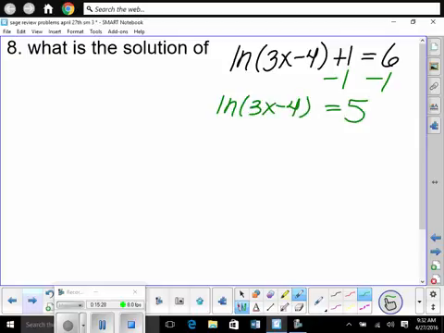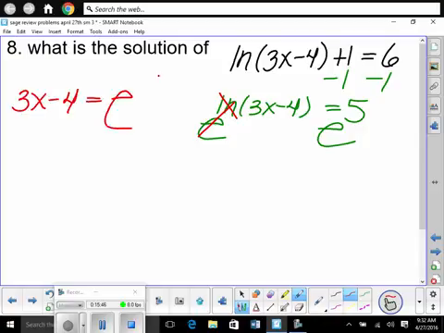Now we need to undo ln. So base e, right? e and ln go hand in hand. This is a special one. So we have base e of both sides. So base e and ln cancel out. That 3x minus 4 can drop down now. And that's equal to e to the 5th. I want the pretty answer.